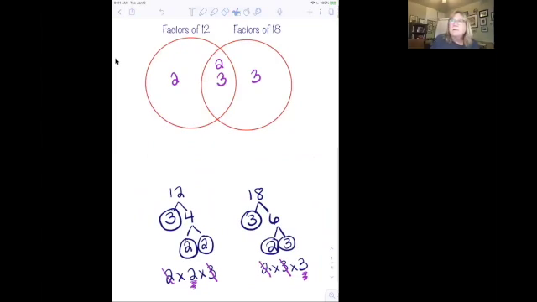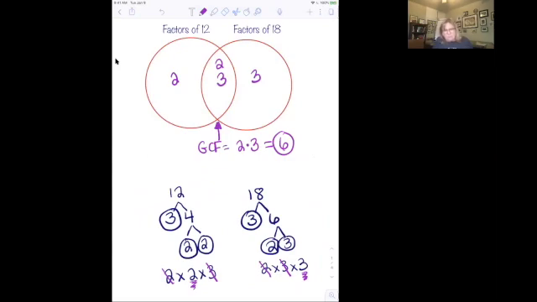So we look at the part they have in common. Remember, least common multiple, greatest common factor. The factors they have in common are found right there in the middle, the overlap. Those are the common factors, 2 and 3. And since they're factors, remember, that means we multiply them. So the greatest common factor is 2 times 3, or 6.